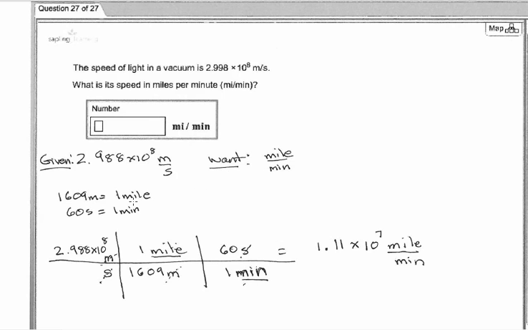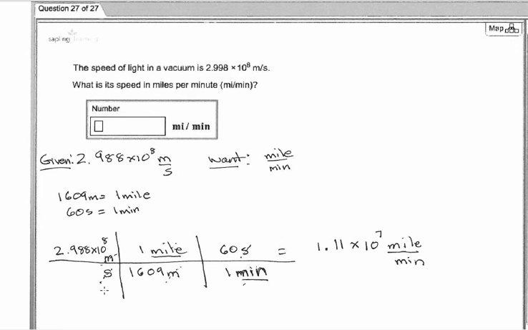So here's the conversion between meters and miles, and here's the conversion between seconds and minutes. When I set up my given value, which is the speed of light in a vacuum, in meters per second, I make sure that my second is in the denominator. Remember, this horizontal line here is the fraction bar. So if we have a unit that contains two parts that are separated by a fraction bar, we want to use this fraction bar in our math to represent that. So meters are in the numerator and seconds are in the denominator.